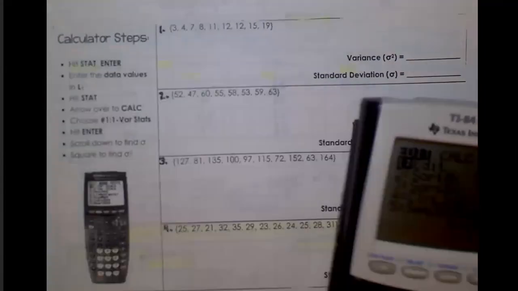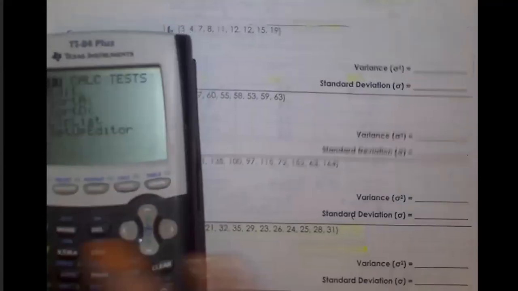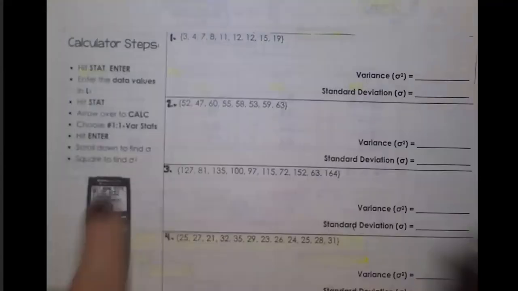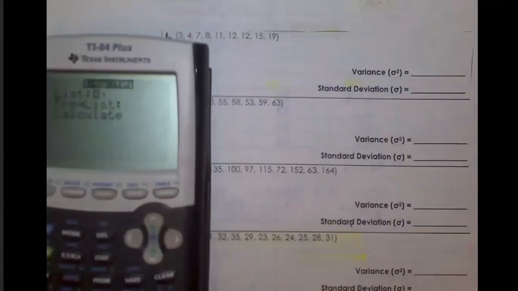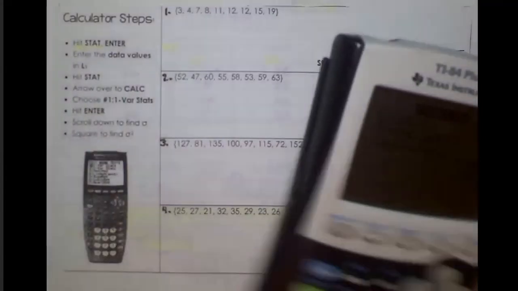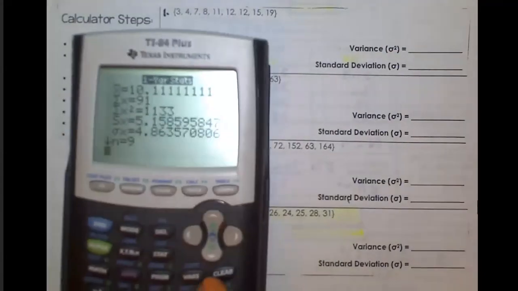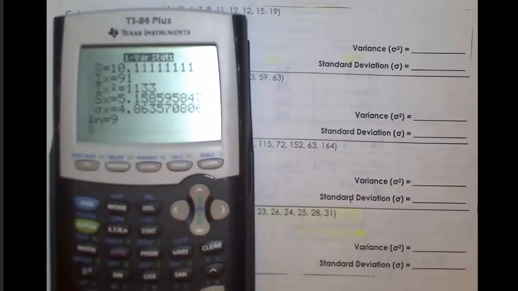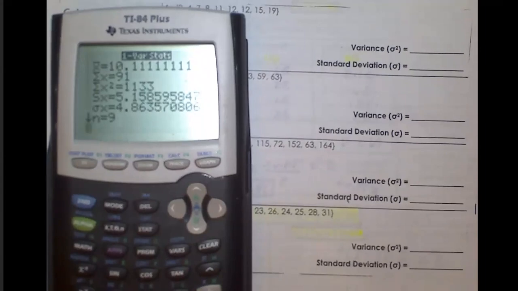Then you're going to hit stat, arrow over to calculate, choose 1-Var Stats, and hit enter. Continue hitting enter. Right here, this will tell you some information from this question. So I'm going to point out what these things stand for.